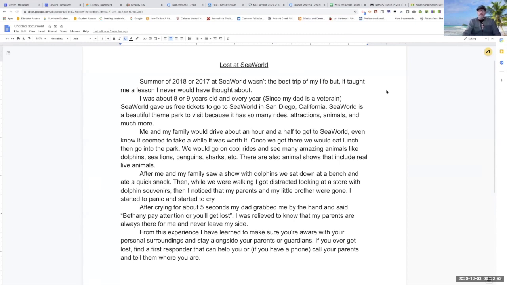Me and my family would drive about an hour and a half to get to SeaWorld, even though it seemed to take a while. It was worth it. Once we got there, we would eat lunch, then go into the park. We would go on cool rides and see many amazing animals like dolphins, sea lions, penguins, sharks, etc. There are also animal shows that include real live animals. After me and my family saw a show with dolphins, we sat down at a bench and ate a quick snack. Then, while we were walking, I got distracted looking at a store with dolphin souvenirs.